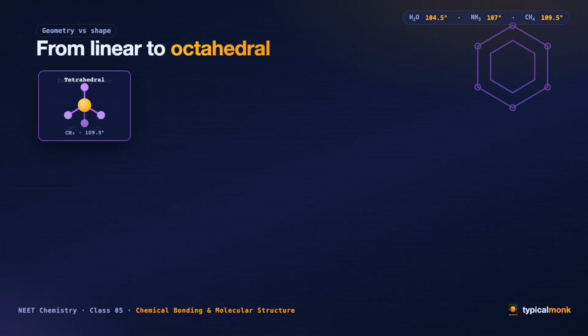With 4 domains, the molecule opens into a tetrahedron. Methane is the perfect example, with angles of 109.5 degrees. With 5 domains, we reach the trigonal bipyramid, phosphorus pentachloride, with a mix of 120 and 90 degrees. And with 6 domains, the shape closes into an octahedron, sulfur hexafluoride, beautifully symmetric, with every angle at 90 degrees. 5 names, 5 angles, learn them as a family, and half the chapter is yours.